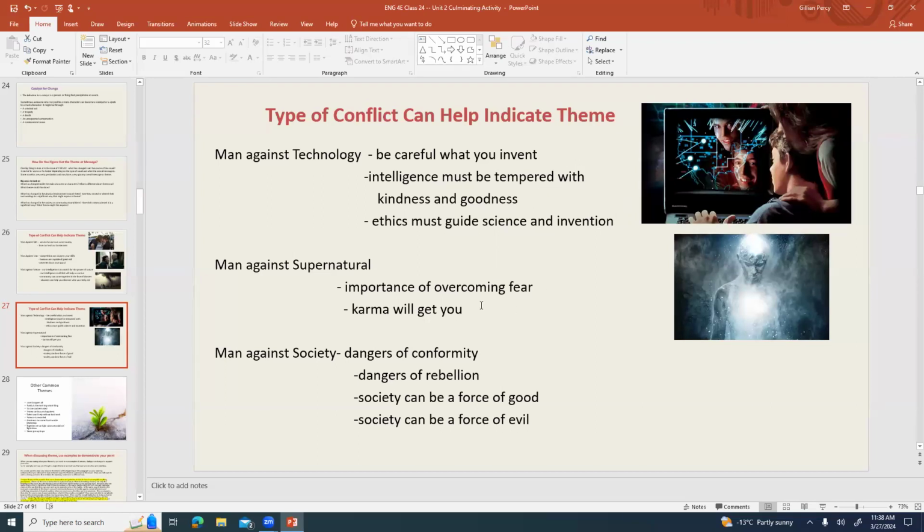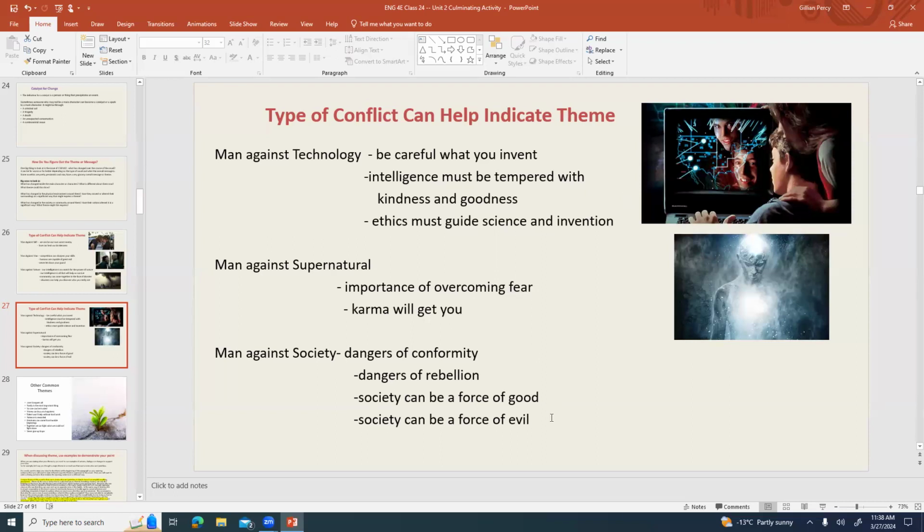Or ethics must guide science and invention. Man against supernatural things. Often there's the importance of overcoming fear. Sometimes there's the idea that karma is going to get you. Very often bad people or really foolish people will get killed first in horror movies or movies about ghosts and things like that.